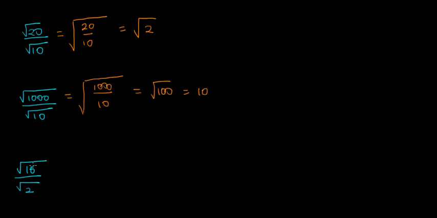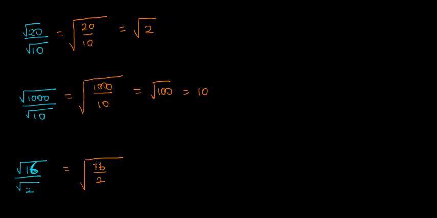Let's look at this one. This is the square root of 16 over square root of 2. I want to make the 6 a little clearer. So again, same method. Just take one big square root outside, right? And you have 16 over 2.